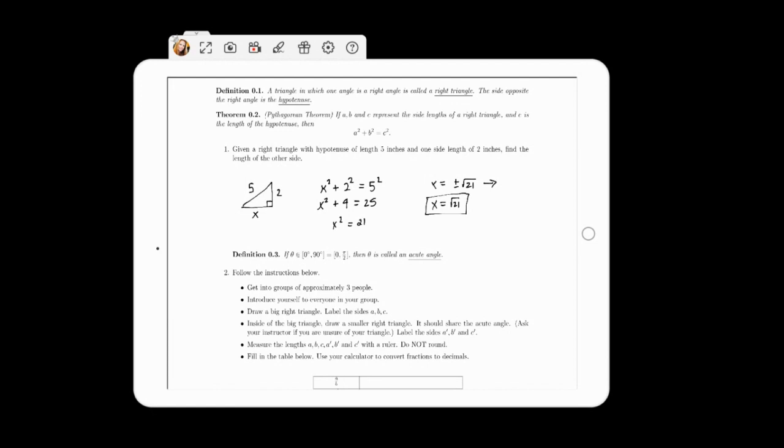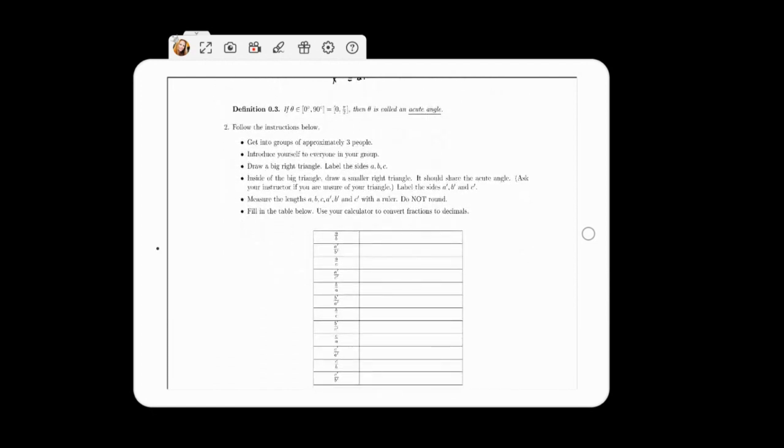Okay, so number 2 is really a group activity. I'm afraid I might not be able to do this, but I can show you what it is if you want to try it at home. You'll just need a ruler and you'll have to do it by yourself.